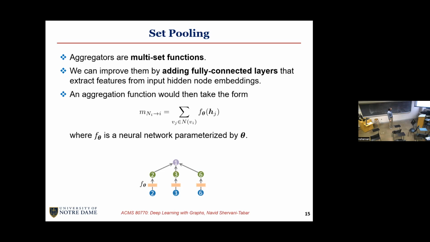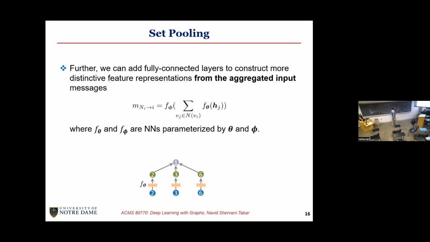So I can take this idea further. I constructed this message by gathering all the embeddings from my neighbors. I can also improve that by applying another layer of neural network, just a fully connected neural network, on top of my output. That will take the aggregated message at node 1. So then I can represent the message from the neighborhood of node i to i as f phi of the sum over all neighbors of node v.